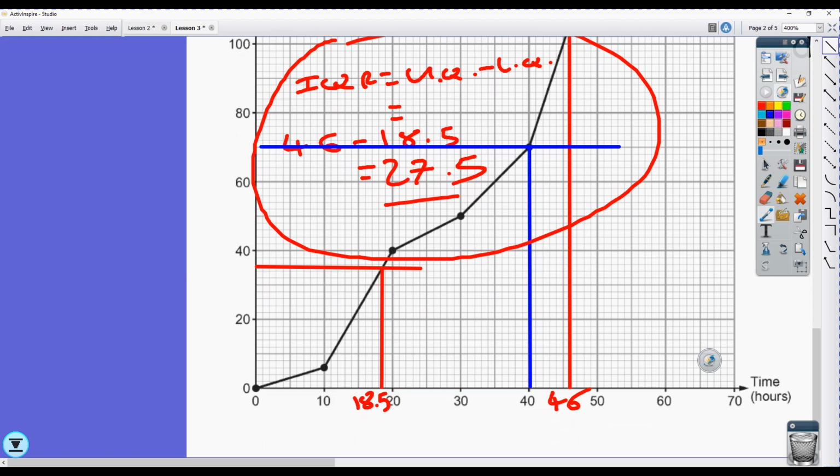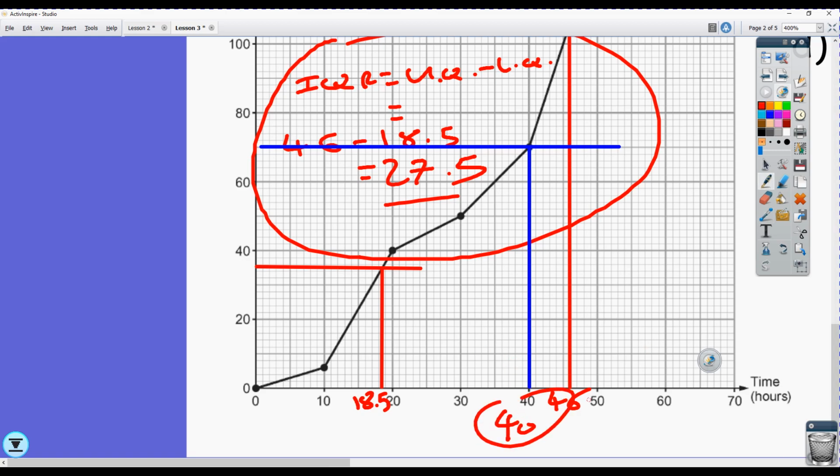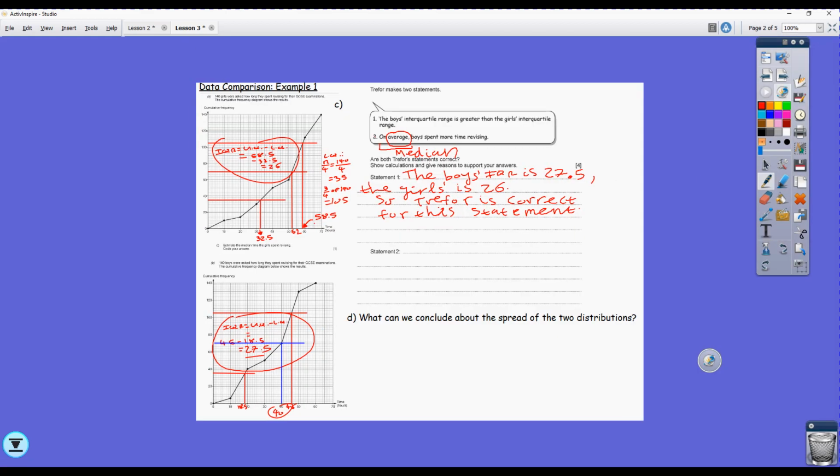So even though it's obvious, we still draw the lines on the graph because that counts as workings. So we get to 40 hours being the median. So for the boys, it is only 40. So Trevor says, on average, the boys spent more time revising. Well, he's dead wrong because the girls have a median time of 52. So let me say no.